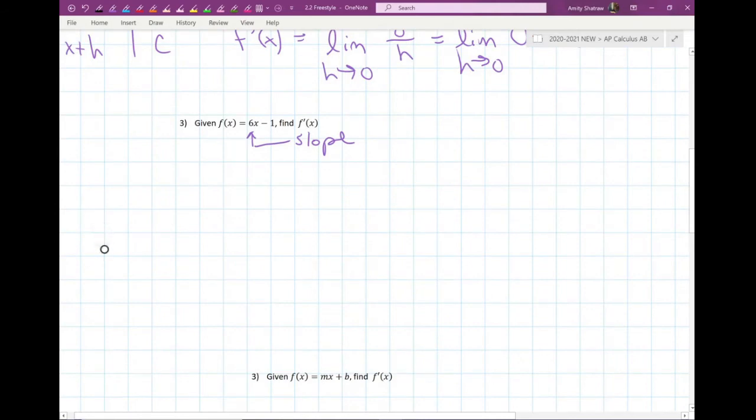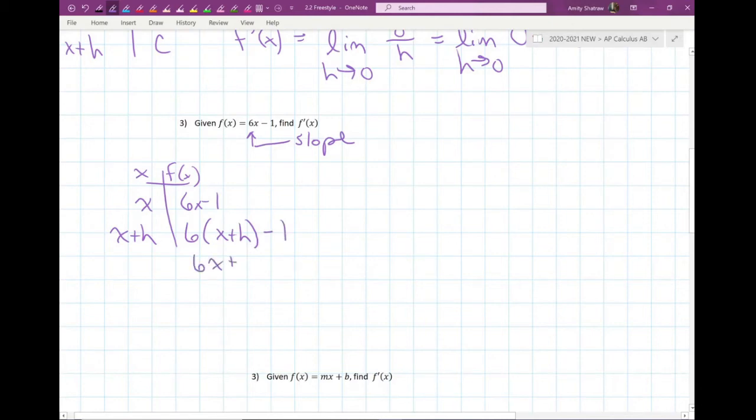So I'm going to say then that I have x and f of x, and that when I plug in x, I get 6x minus 1, and that when I plug in x plus h, what do I really get? I get 6 times x plus h minus 1. And this is really going to be 6x plus 6h minus 1. And so I want to do my limit.